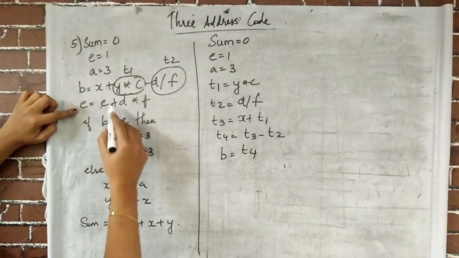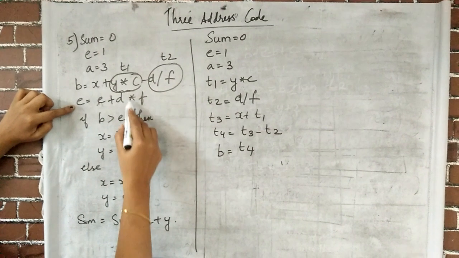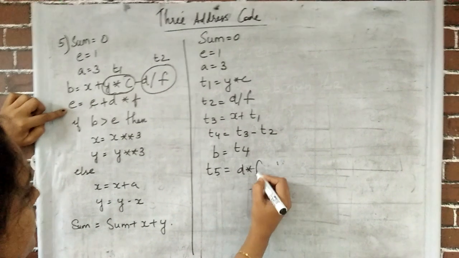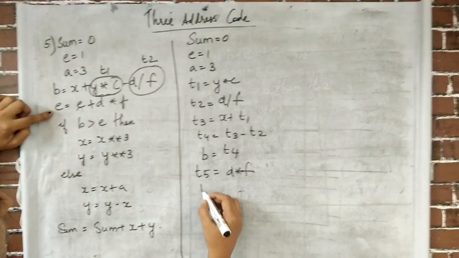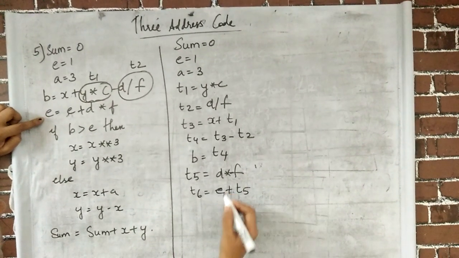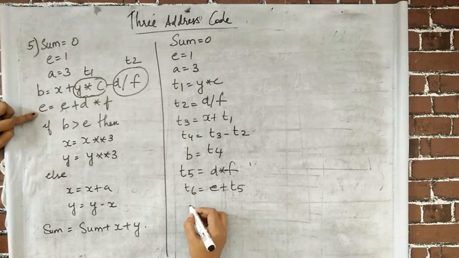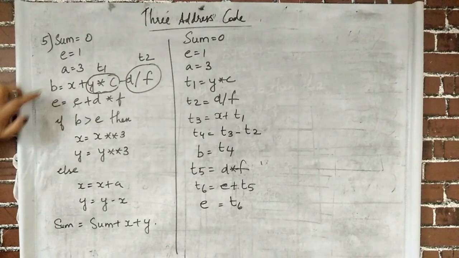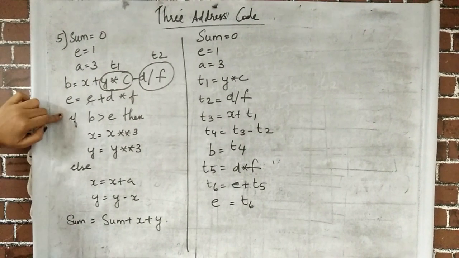Considering this statement, again you have plus operation and star operation. Star has higher precedence. So T5 is equal to D star F. Again, you have to compute T6 is equal to E plus T5, right? And again, E has to be assigned the value T6. So we have written the statements for these two statements.